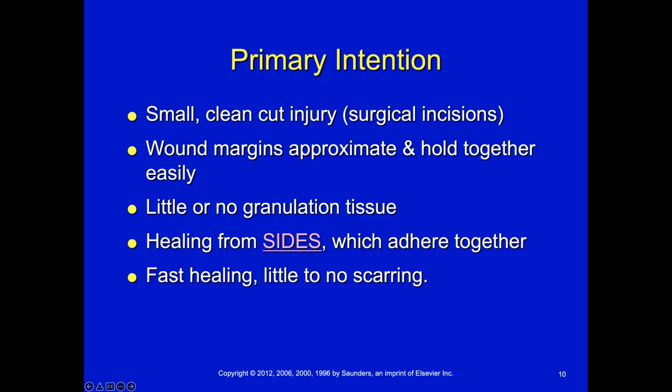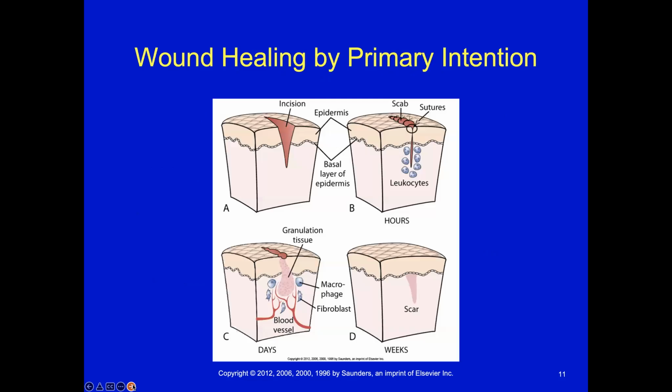And because of the tissues of the wound actually touching together, they just adhere to each other, and you get very little granulation tissue forming, and you get healing that's coming in from the sides of the wound. So the epithelial cells just immediately are able to seal things up, and then blood supply and everything very quickly is reestablished. So fast healing with little or no scarring.